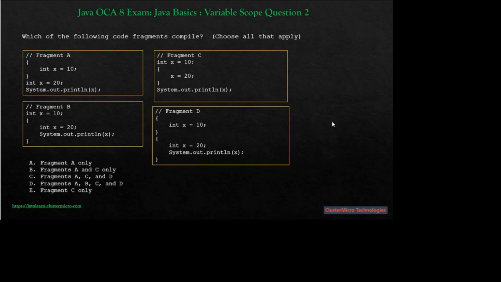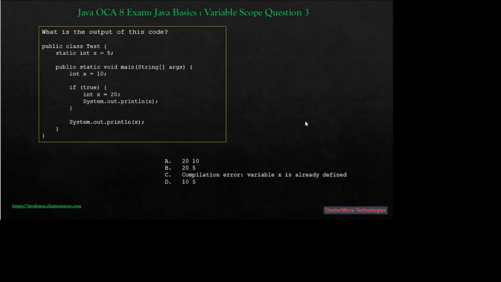So let's go to question 3. What is the output of this code? You have a static variable here, and then an instance variable int x here, and if true, int x = 20. Now the problem is you are trying to redeclare x here again, right? x is already declared here, the instance variable's scope is full, and you're trying to redeclare it. Redeclaration is not possible. If it were x = 20, it would have worked, but you are doing int x = 20, so it will fail. Compilation error will be the answer.